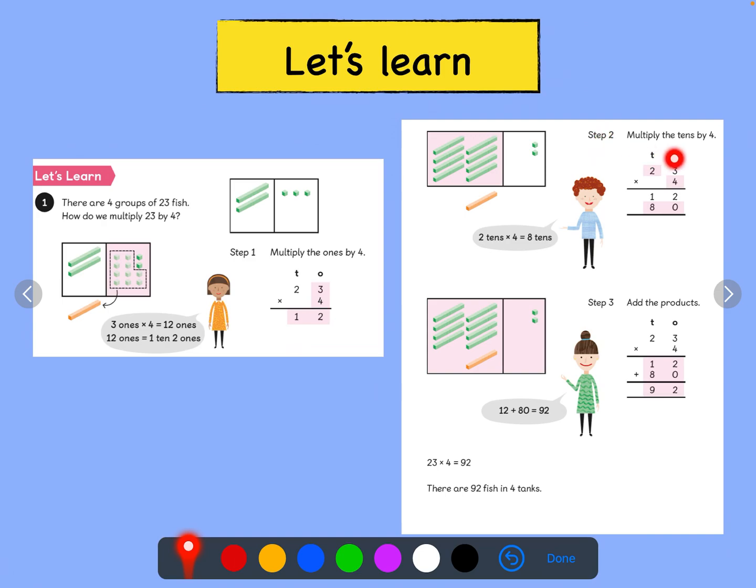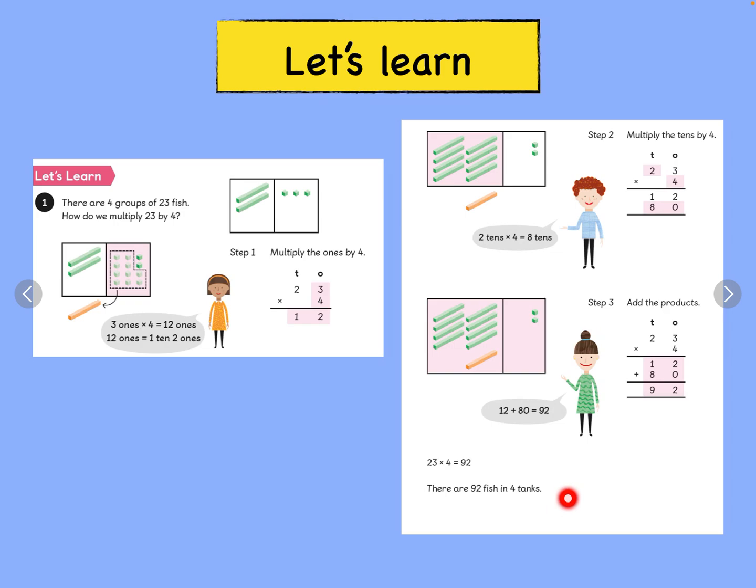Step 2, we multiply the 10s by 4. So 2 10s times 4 is 8 10s. We know that 8 10s is 80. So we put 8 under our 10s and 0 under our 1s. Step 3, we need to add the products. So 12 plus 80, 2 plus 0 is 2, 1 plus 8 is 9. So our answer is 92. So 23 times 4 equals 92. And there are 92 fish in 4 tanks.